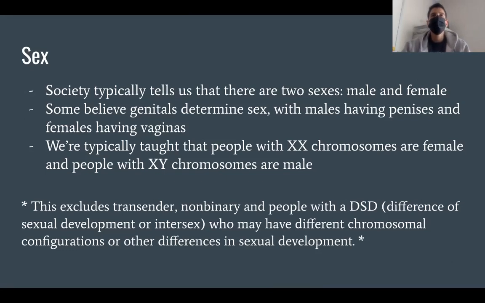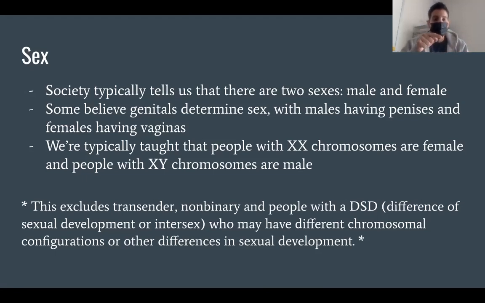However, this notion excludes transgender, non-binary, and people with DSD, difference of sexual development, or intersex, who may have different chromosomal configurations or other differences in sexual development.